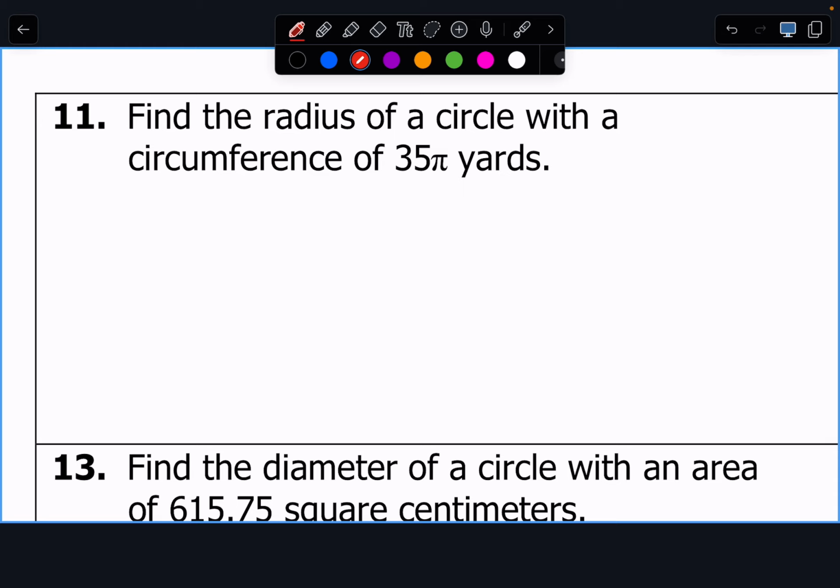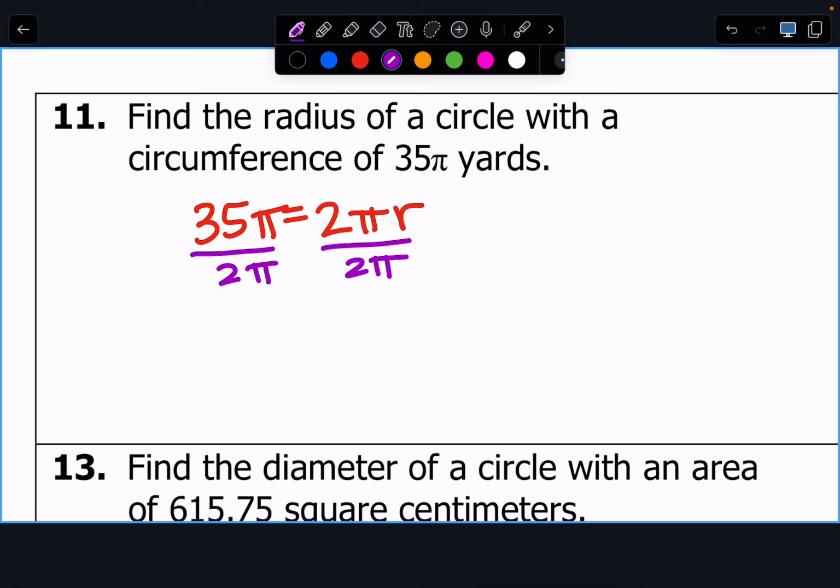Okay, so I was hoping we could talk about this together. Find the radius if we know that the circumference is 35 pi. Would you like to use circumference equals diameter times pi or 2 pi r? 2 pi r. Okay, circumference equals 2 pi r. We know our circumference is 35 pi. If we divide by 2 pi, what happens? The pi cancels out. And what's 35 divided by 2?